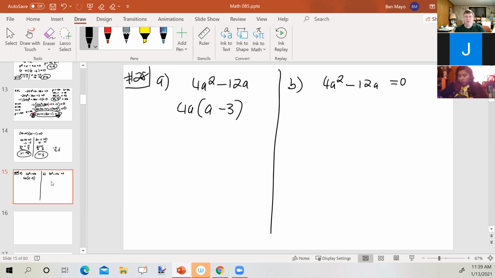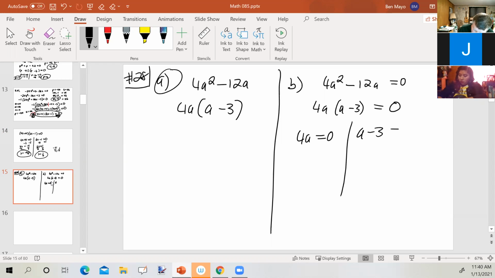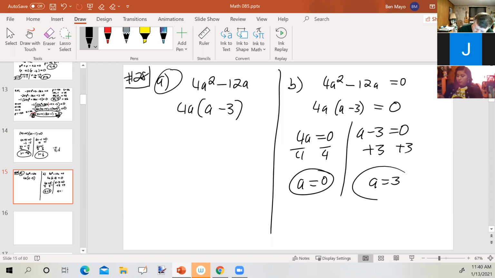Well, I've got the left side of the equation equal to 0 on the right side of the equation, so it's already in standard form. Factoring the 4a squared minus 12a, we're going to get the same factors we got in part A over here, but now it's set equal to 0. So take each factor that contains a variable, set it equal to 0, and solve it. If 4a equals 0, divide both sides by 4, a is 0. If a minus 3 equals 0, add 3 to both sides, a equals 3.